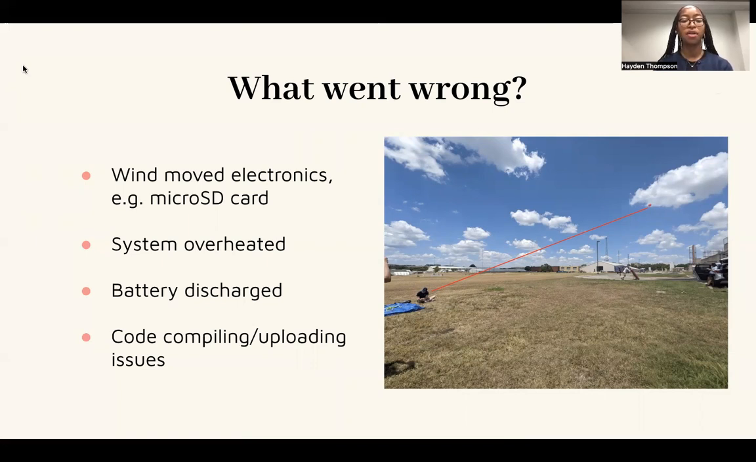Additionally, during the launch, the temperature was around 105 degrees Fahrenheit, so our system could have possibly overheated during this time. Additionally, the battery may have discharged, or we might have faced code compiling or uploading issues.